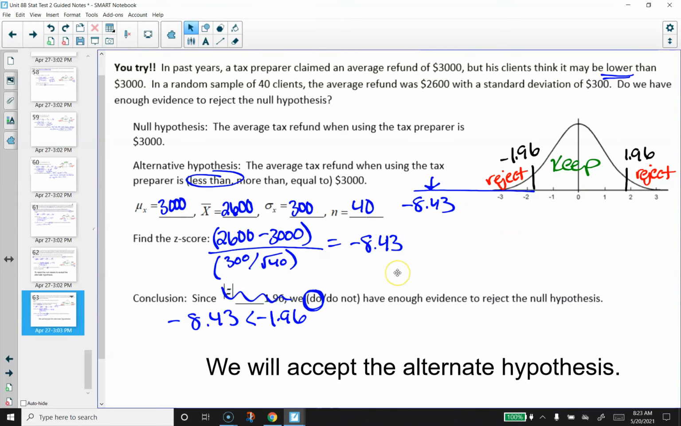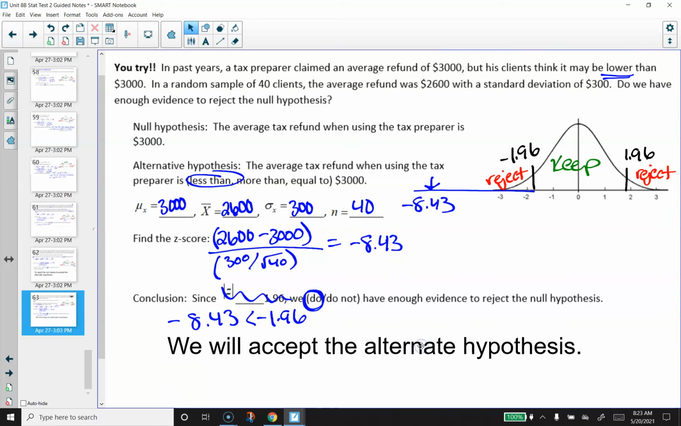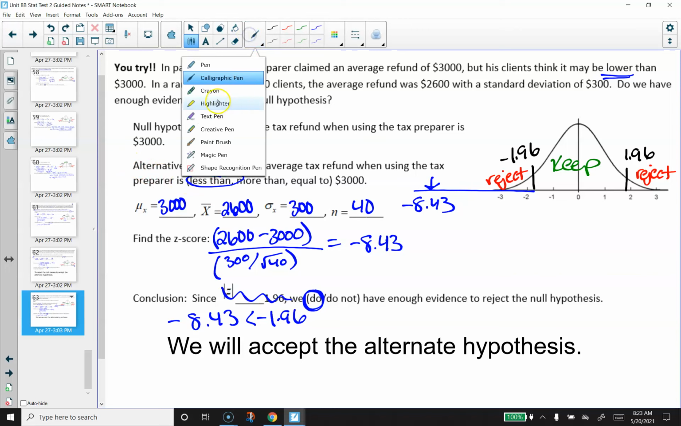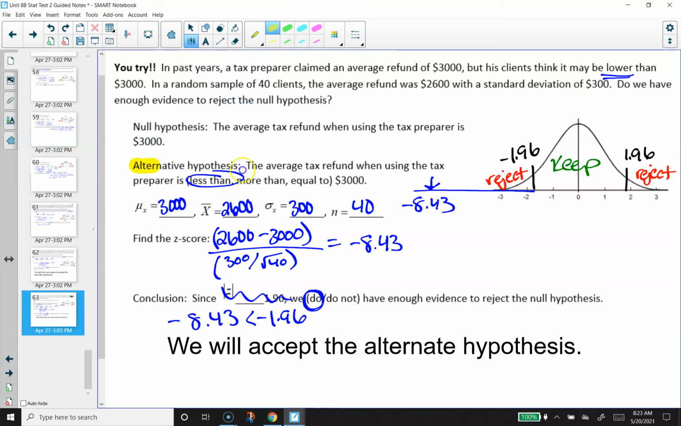So because of that, we do have evidence. So we are going to accept the alternate hypothesis. So we will reject the null. Okay, so my average tax refund is not going to be $3,000. It is actually going to be way less. So we're going to accept this one. That is going to be less than the 3,000.